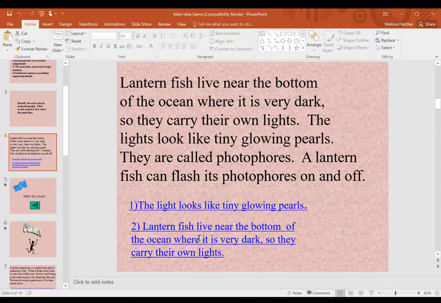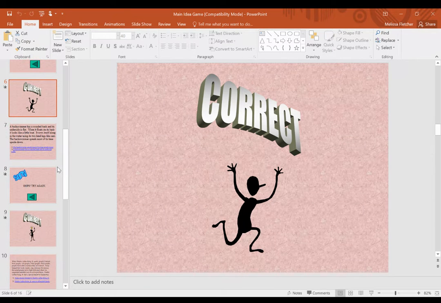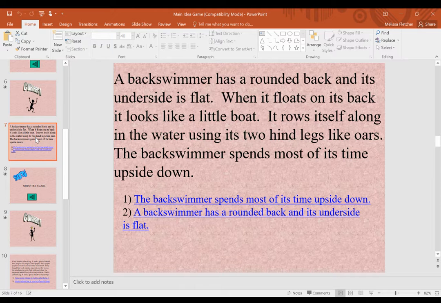Let's try number two. That is correct. That tells us what lanternfish are. The part about the glowing pearls was what I call a juicy detail or a supporting detail. Let's do one more. Please follow along while I read.